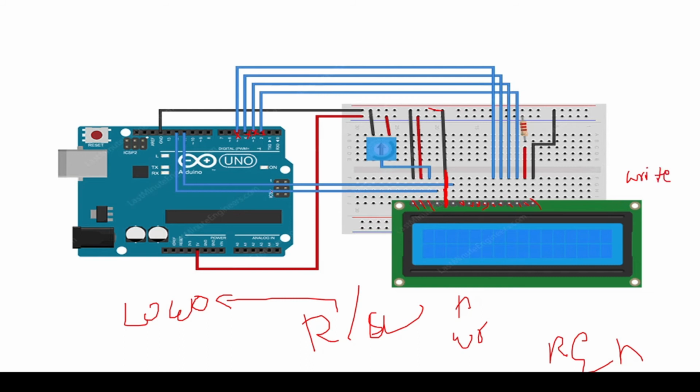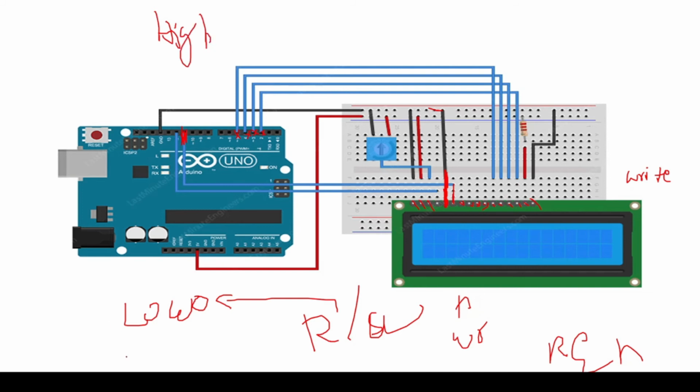Then we have to make the enable pin high. For making the enable pin high, you can see here, this is my enable pin. I had connected my enable pin to the 11th pin of my Arduino, and I am going to make my 11th pin high, so that my LCD will be in enable state.